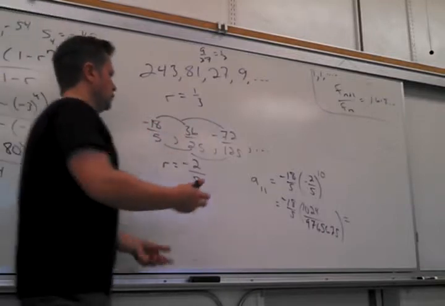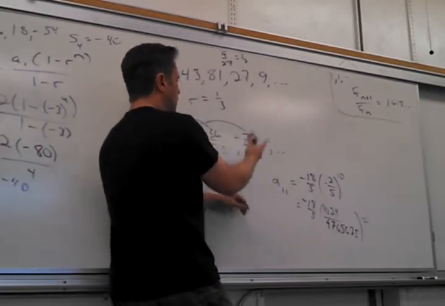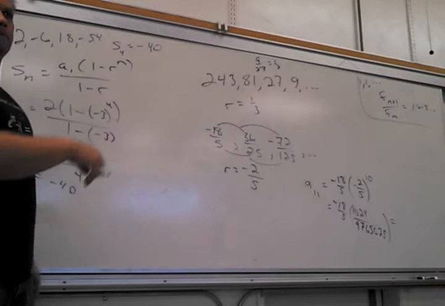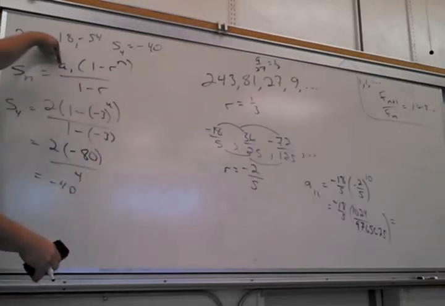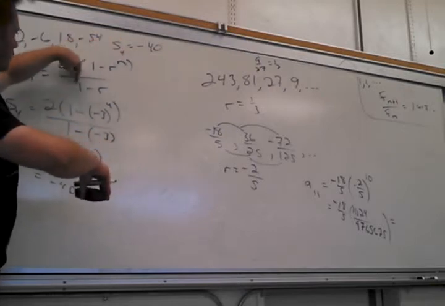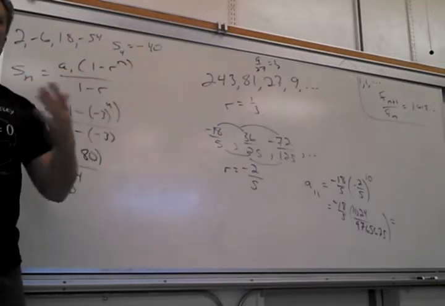And of course, if I ask you what the S is, it's going to be even worse. But I just have to plug and chug into the formula. So it would be negative 18 fifths times 1 minus negative 2 fifths to the whatever, over 1 minus negative 2 fifths. You just have to plug and chug, right? That's all I have to do.